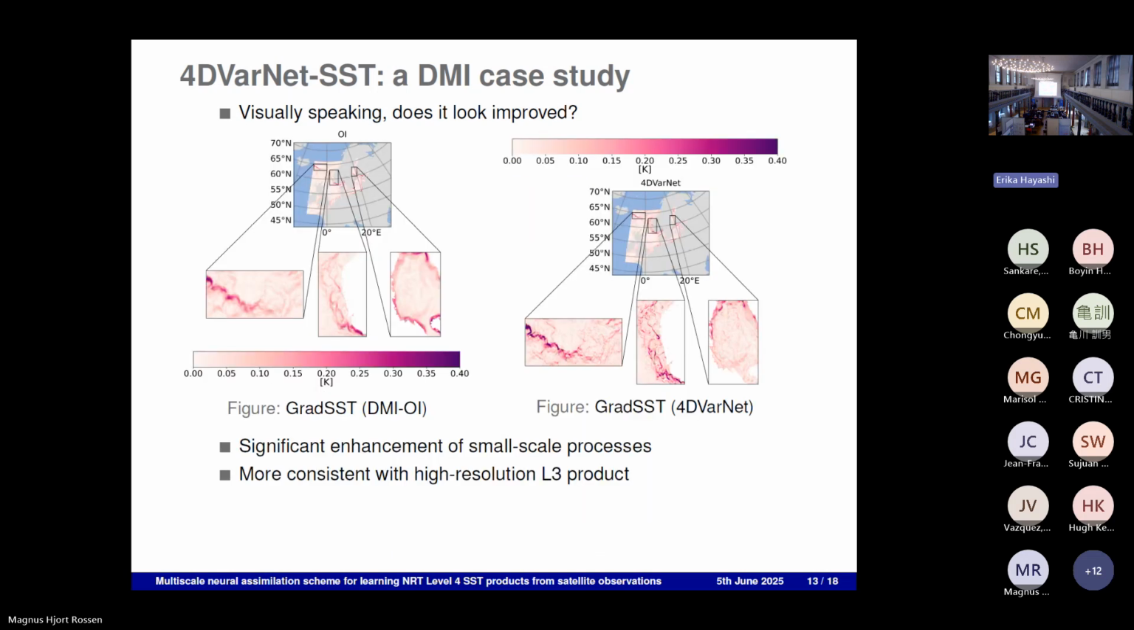Maybe a bit more explicitly on this figure: on the left, you have, on a specific day, the gradient field of the SST for the OI scheme. And on the right, the same gradient SST field computed based on the AI method retrieval, where you can see that you're able to retrieve these fine-scale processes contained in the observations that you tend to smooth out a little bit with traditional data assimilation methods.